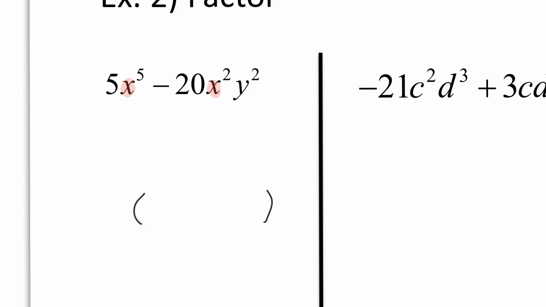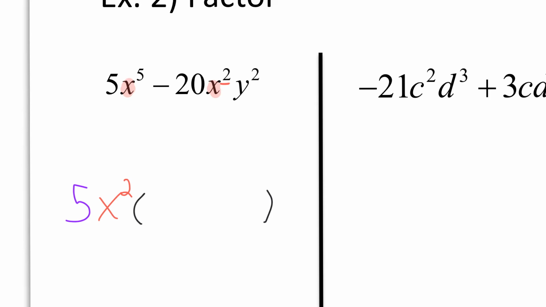So I'm going to put an x outside of the parentheses. The lowest exponent of the x's is the squared. So I'm going to put the squared outside of the parentheses. You always put the lowest exponent outside. Now you look at the greatest common factor of the coefficients, 5 and 20. And the greatest common factor is 5. 5 goes into 5, yep. 5 goes into 20, yep.